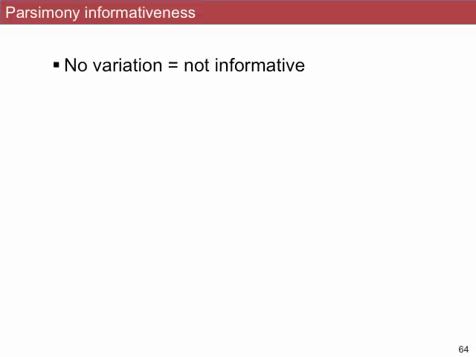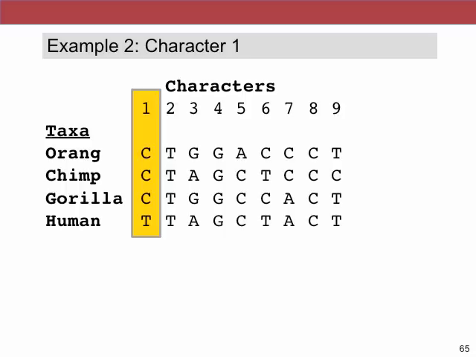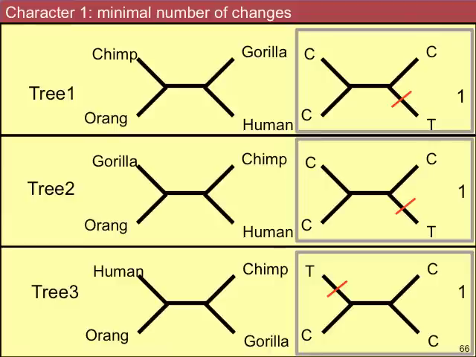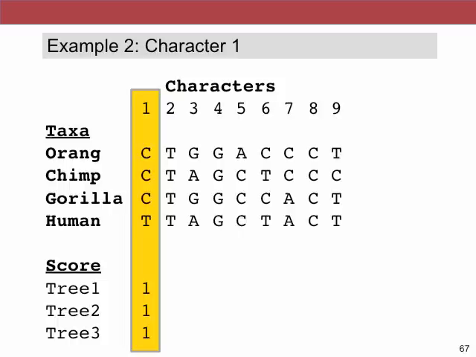So we're going to just go through the characters and see examples of this. Here's character 2. There was no variation in character 2, right? Everything was the same. All trees got a score of 0. So this character is uninformative. It does not allow us to distinguish among the different trees. Everybody got the same score. So this is a rule now: you can determine that a character is uninformative if there is no variation in that character between the taxa.